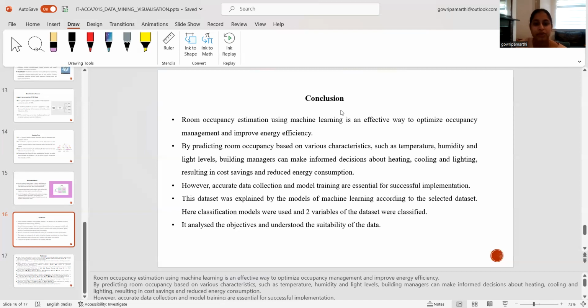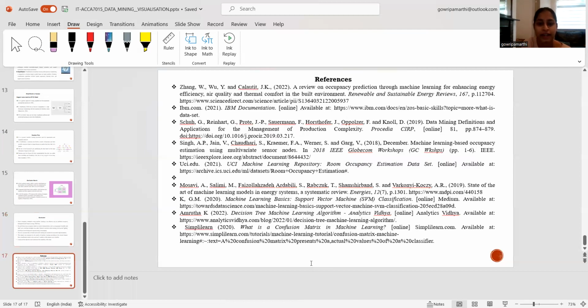Here, classification models use two variables, and the data will be classified using the SVM method to characterize and classify the room occupancy data, that is S6 PIR and S7 PIR. These are the variables by which the dataset will be classified. It analyzes the objectives and the suitability of the dataset. So this is the conclusion. These are the references I took.